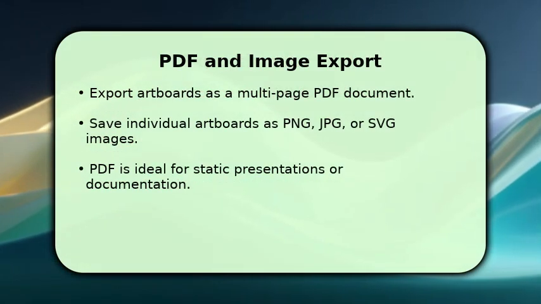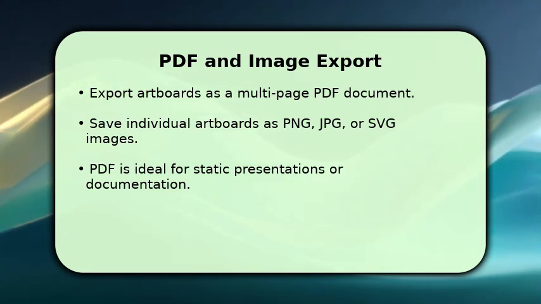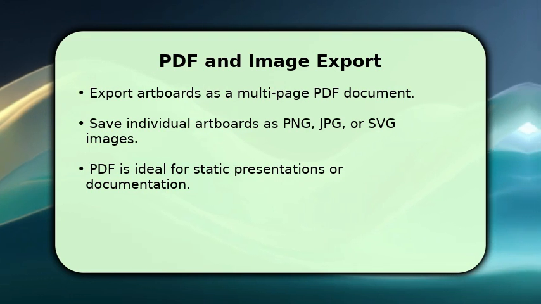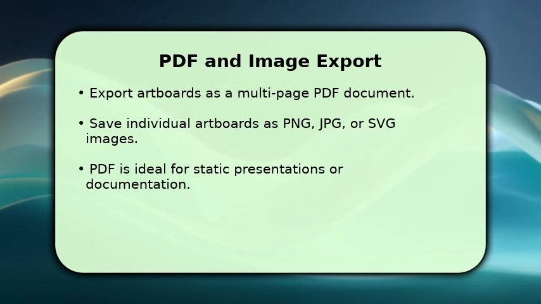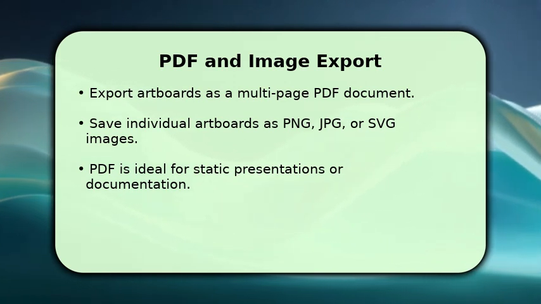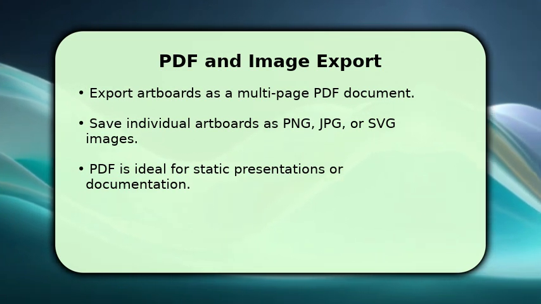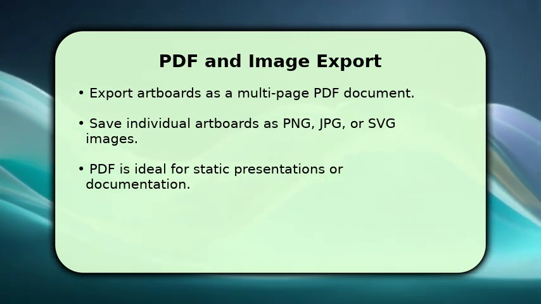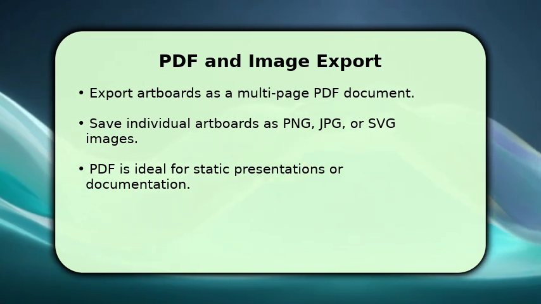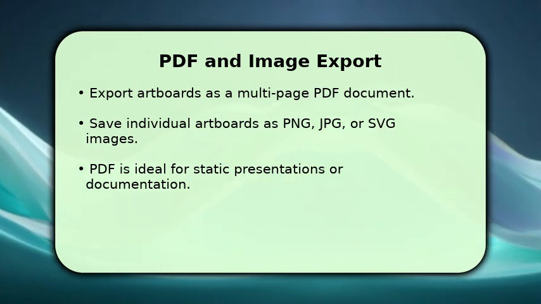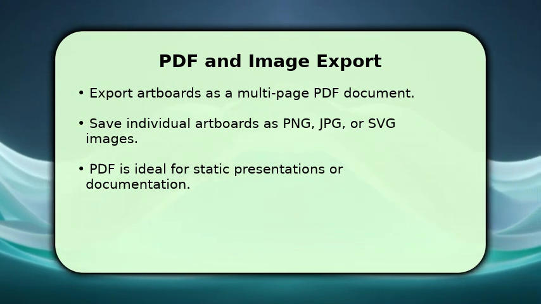For static presentations or documentation, exporting as a PDF is an excellent choice. Go to File, Export, and select all artboards or selected artboards, then choose PDF. This creates a single document with each artboard as a page. Alternatively, you can export individual artboards as high-quality images like PNG, JPG, or SVG. These image formats are perfect for quick sharing, social media posts, or incorporating into other documents.